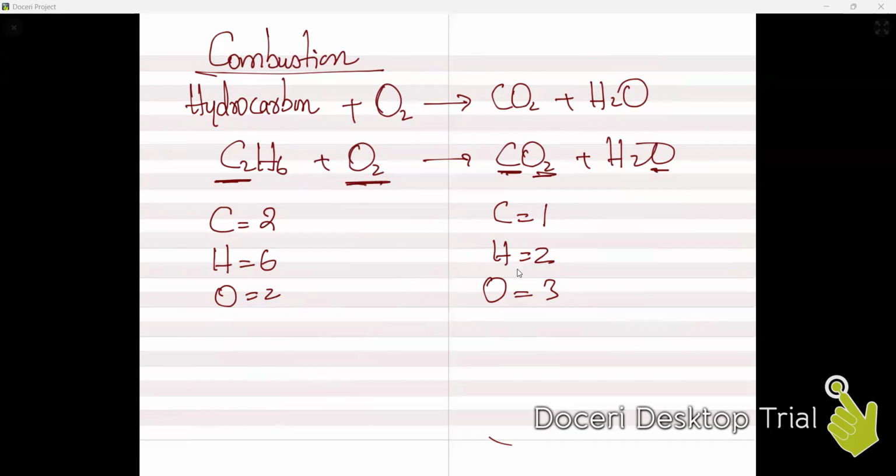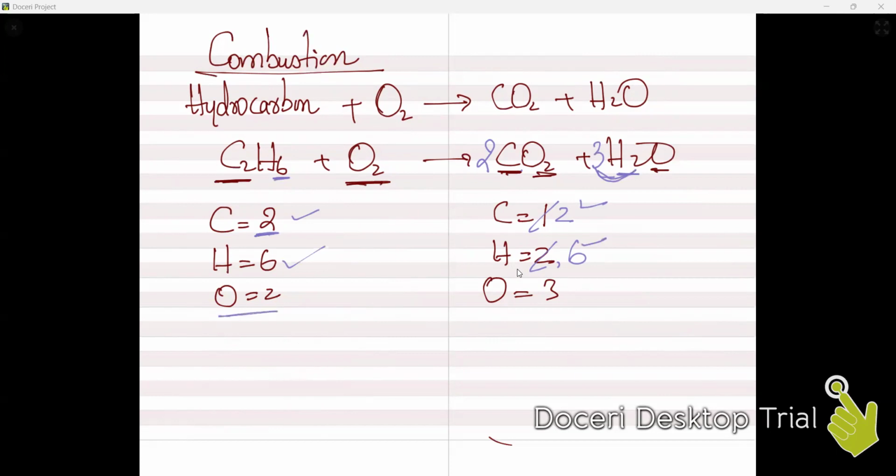Now, here carbon is 2. I can't put any number over here, so I'll put a 2 over here. Now the carbon is balanced as 2. As far as the hydrogen is concerned, there are 6 hydrogens, and here there are 2 hydrogens. I put a 3 over here, so 3 multiplied by 2 makes 6 hydrogens now. Carbons are balanced, hydrogens are balanced.